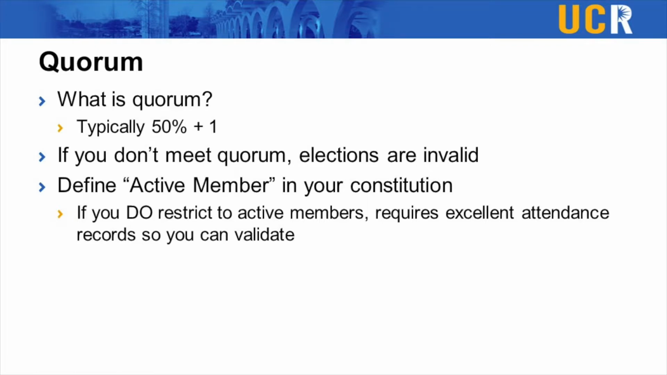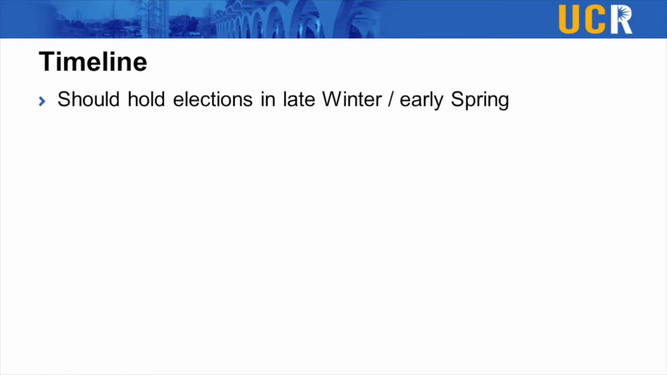Now let's talk about the timeline for elections. For most organizations, you want to do your elections either at the end of winter or beginning of spring. This sounds early to you? We suggest this because it gives you time to transition, which is something that many clubs don't do. If you know your next president throughout spring, you can train them, prepare them, give them everything they need so that when they actually take the position, they're ready to go.